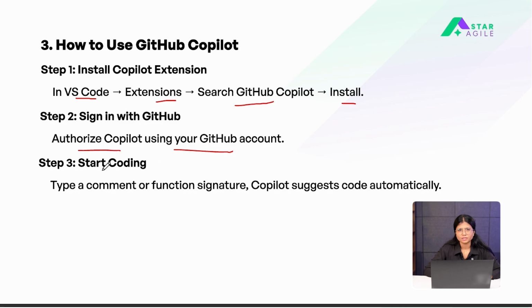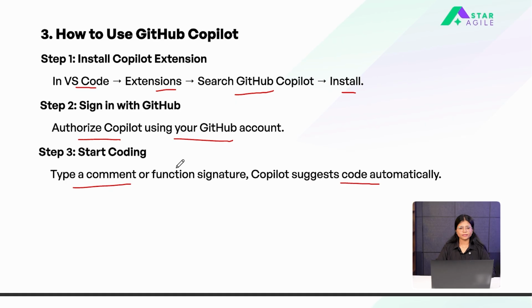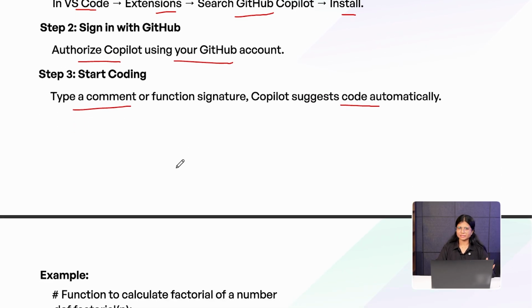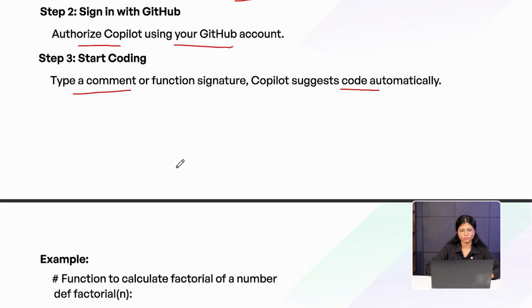Here it is also giving you a start coding option, which means you type a comment or function signature and the code suggestions appear, or something like that. All this information it will give you, and then it will help you to start the coding. So in this way it will help. Don't worry, we will discuss practically rather than theoretically, because theory will create a little confusion for you.